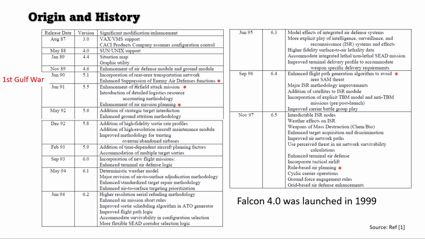1990, there was an enhanced suppression of enemy air defense function, then the introduction of enhancement of the airfield attack mission in 1991, also in the same year enhancement of air mission planning, and even later in 1996 there are new algorithms to enhance the flight path generation algorithm to avoid area threats. So Thunder was around and well developed in '97, a couple of years before Falcon 4 was launched.